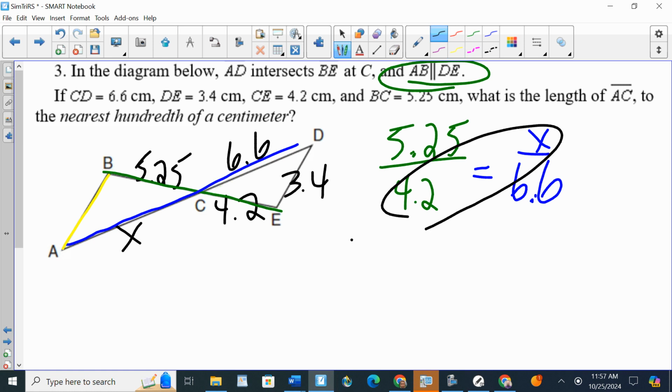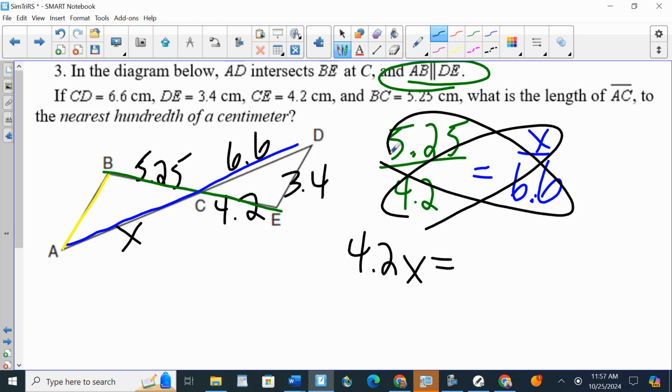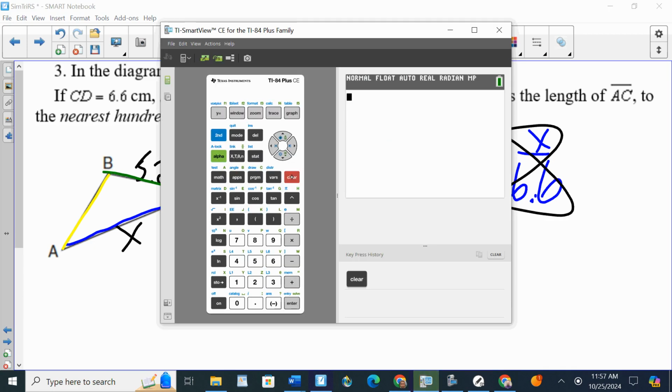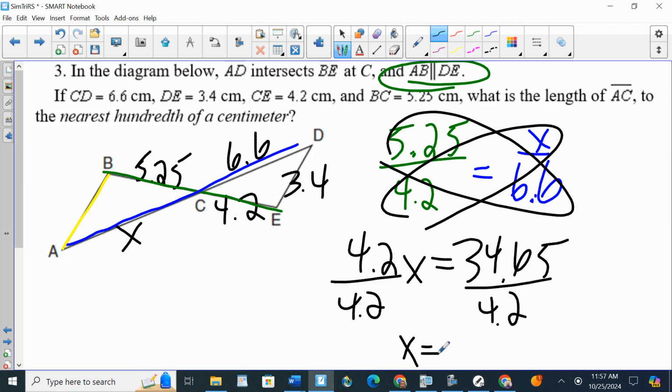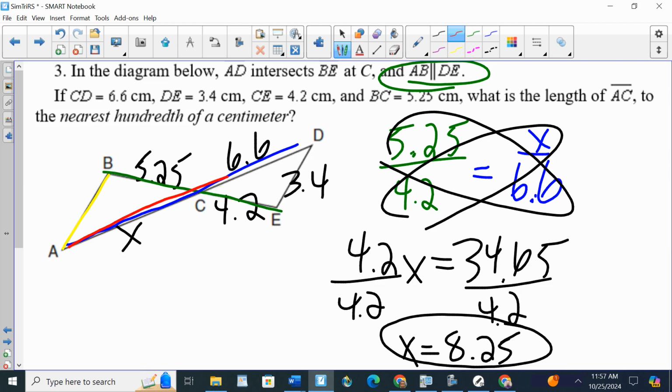From here, we cross multiply and solve. 4.2x equals 5.25 times 6.6, which is 34.65. Divide by 4.2. X equals, use the calculator of course, 8.25. So when you see these twisted, rotated triangles, the corresponding sides are the ones that are diagonal from each other, essentially on the same line.